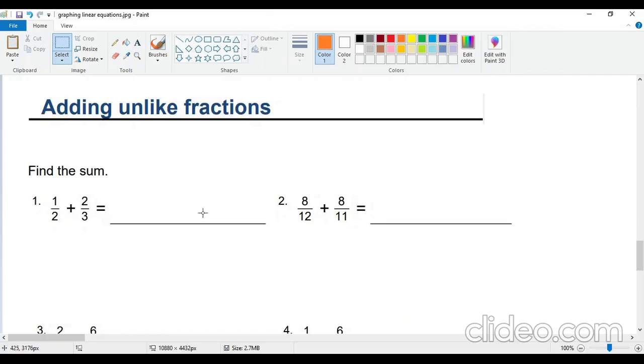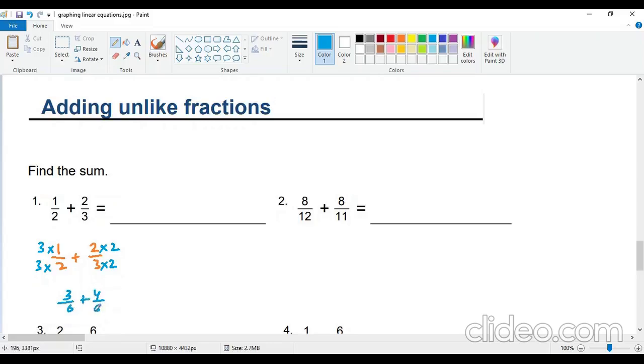Next part of this topic is about adding unlike fractions. Unlike fractions are the fractions where denominators are different. For example, if it is 1 over 2 plus 2 over 3, that means both the denominators are different. So what we do is we multiply this denominator by 3 and multiply this denominator by 2, and we multiply the numerator by 2 and this one by 3. Ultimately we get 3 over 6 plus 4 over 6.